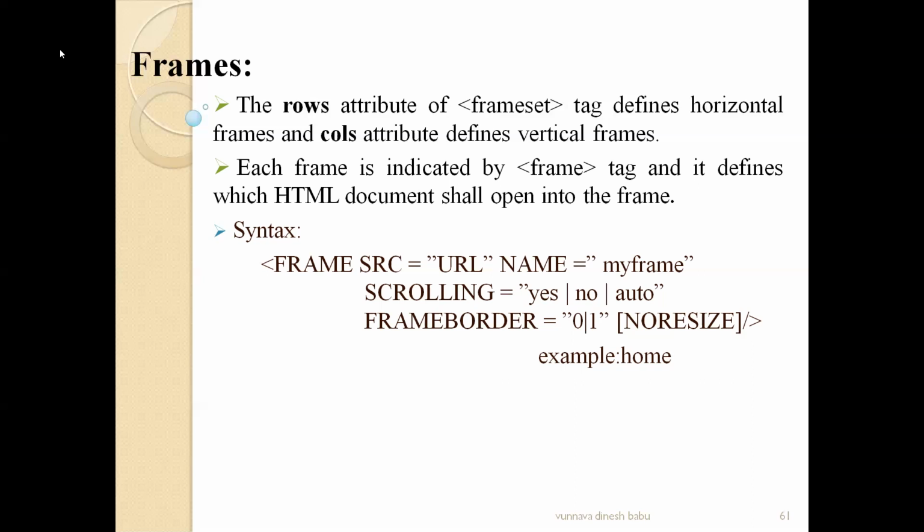If we provide yes, that particular frame will get a scroll bar. If we provide no, that particular frame will not have a scroll bar. If we set auto, then if there is a need for a scroll bar, it will be set automatically. If there is no need, it will never set a scroll bar on that frame.